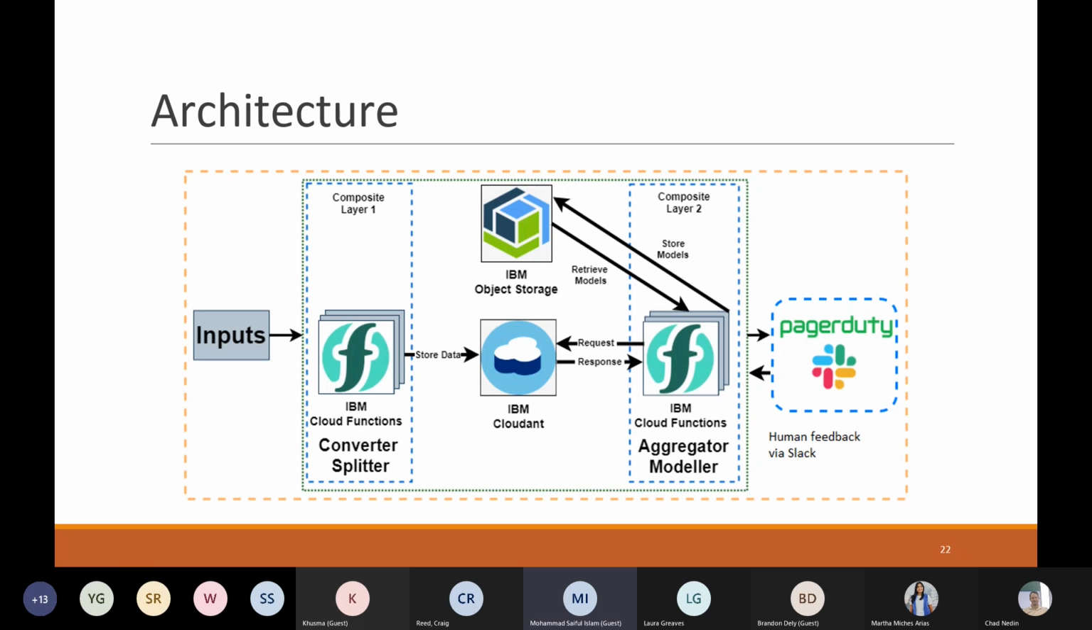At the same time, you can also see in the middle, we have utilized both IBM Object Storage and IBM Cloud Database as well. So we use triggers based on events and also based on storage triggers for the solution.